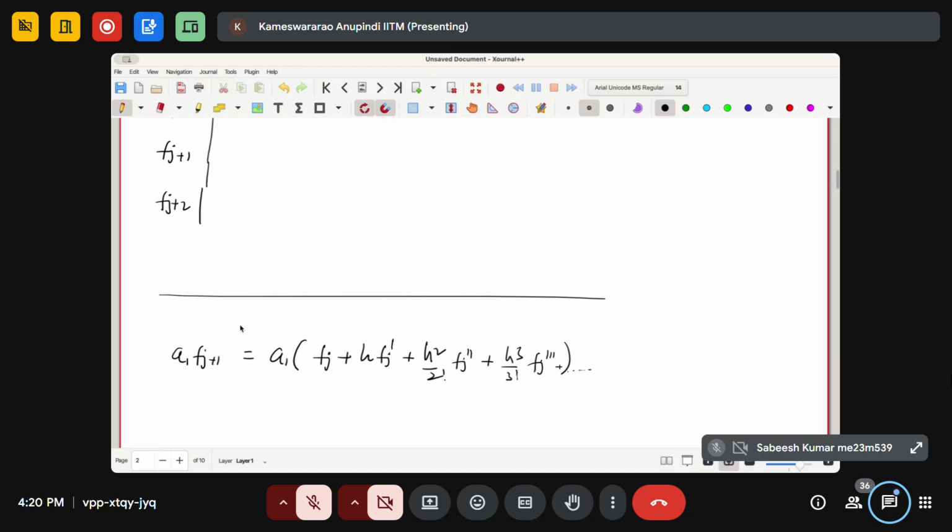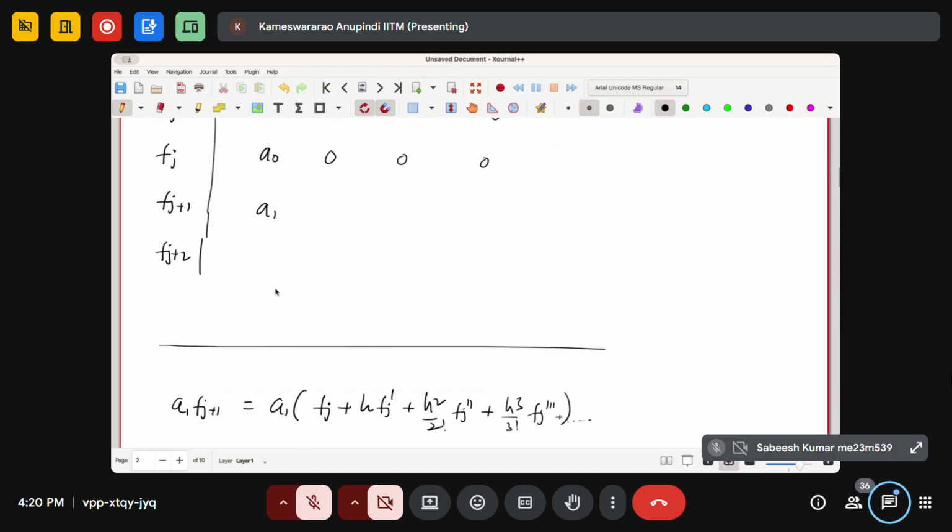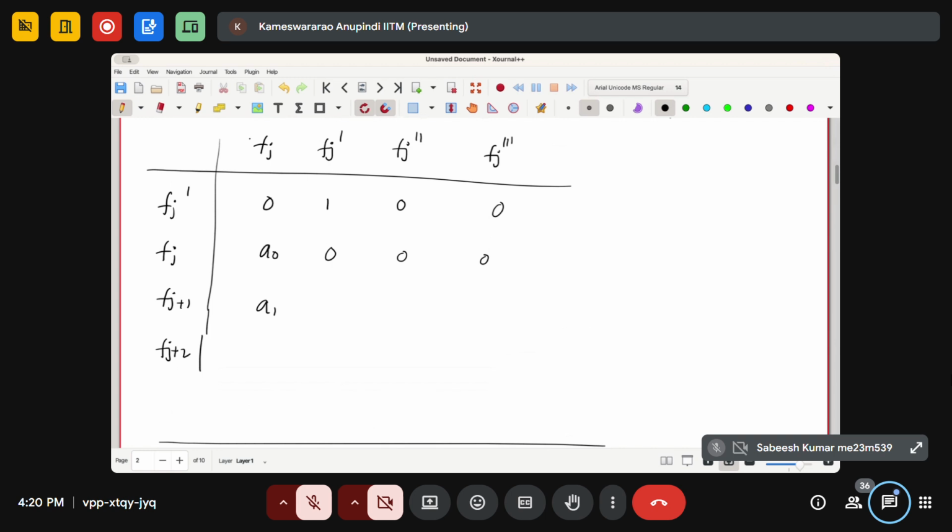That means I can expand a1 fj plus 1 as a1 times fj. So fj is in the numerator here, in the top row here, and then fj prime is going to be a1 h. Fj double prime coefficient will be a1 h squared by 2. Fj triple prime is going to be a1 h cubed by 6.